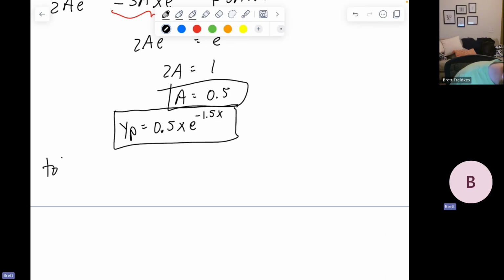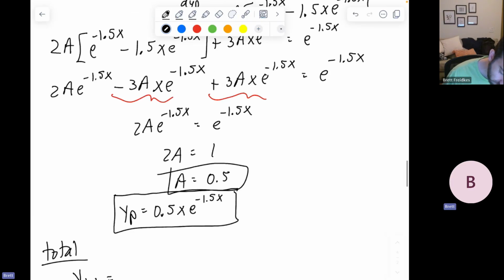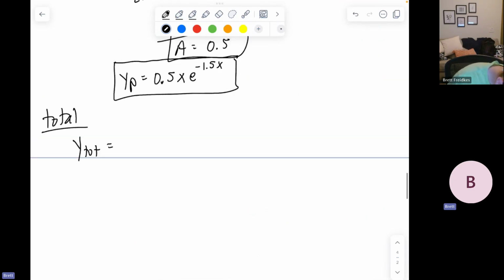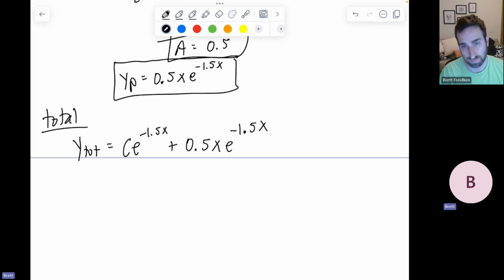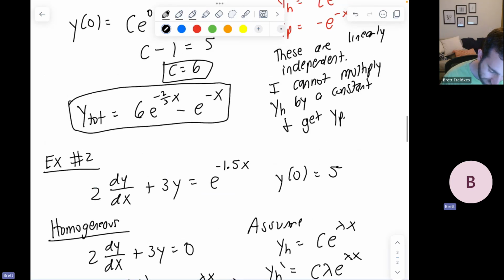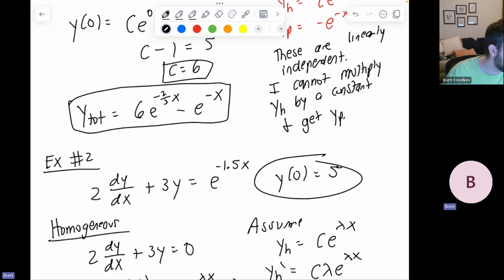Okay. Our total solution is the sum, so y total. Our homogeneous, if we scroll back up, was c e to the negative 1.5x, plus 0.5x e to the negative 1.5x. And now we need to find c. We'll go ahead and use our initial condition. We come back up, we see that we have y of 0 is equal to 5 again. Double check that that's actually true and I didn't make it up. Yeah, that's what it is. Y of 0 is equal to 5.